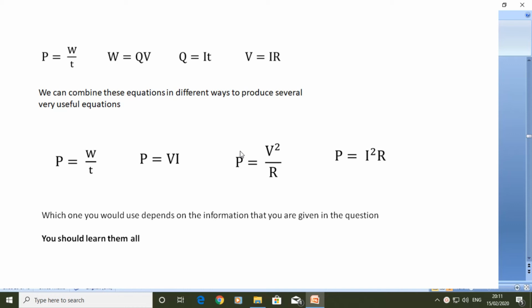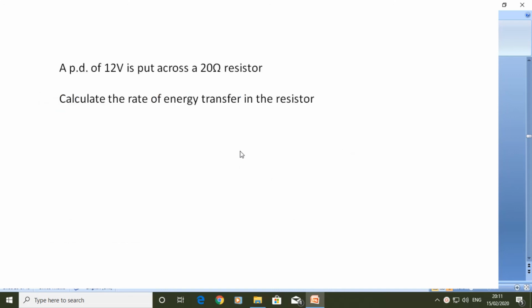And which one you would use depends on the question, really. You should learn them all. They should all be at your fingertips. Okay, they are the tools that you need to answer questions. You should know them. For example, here's a question.